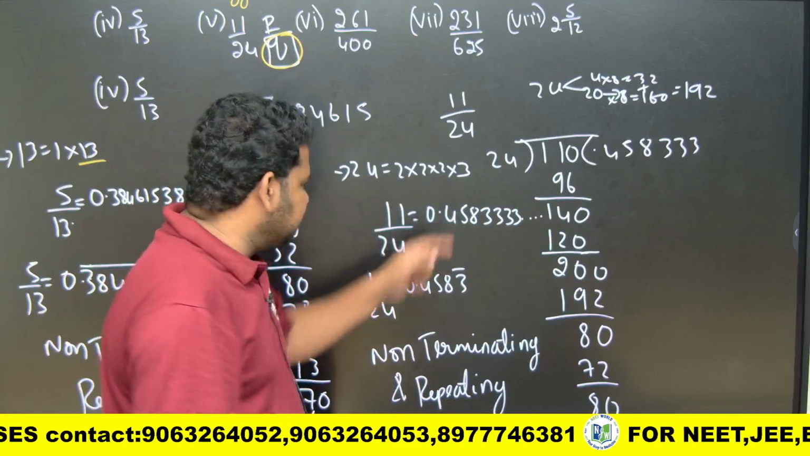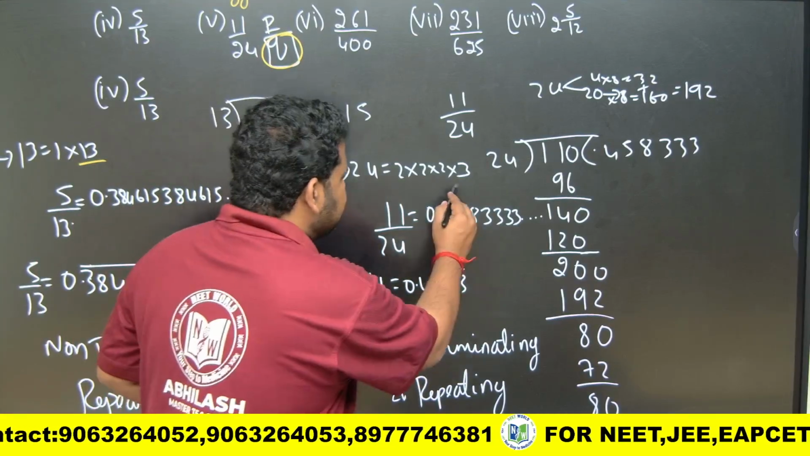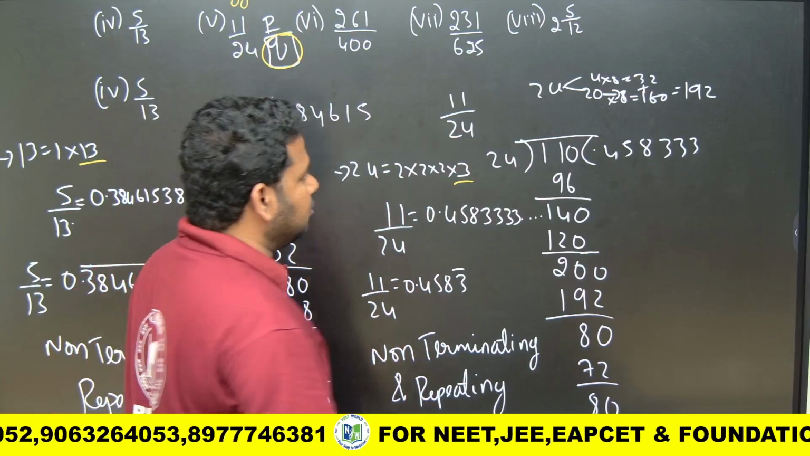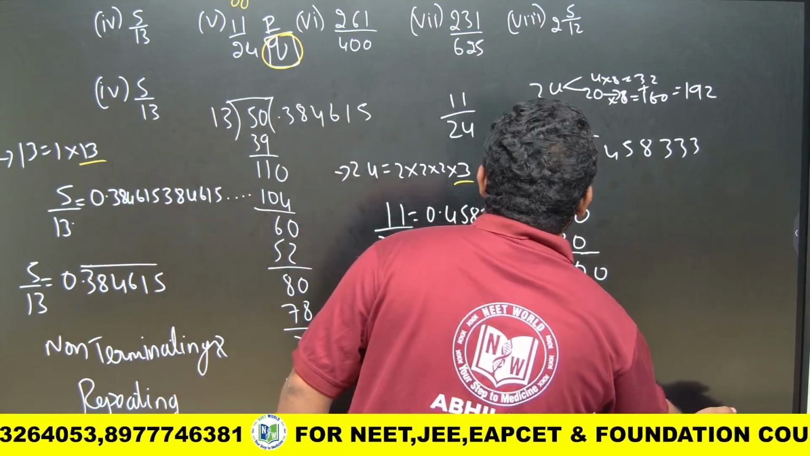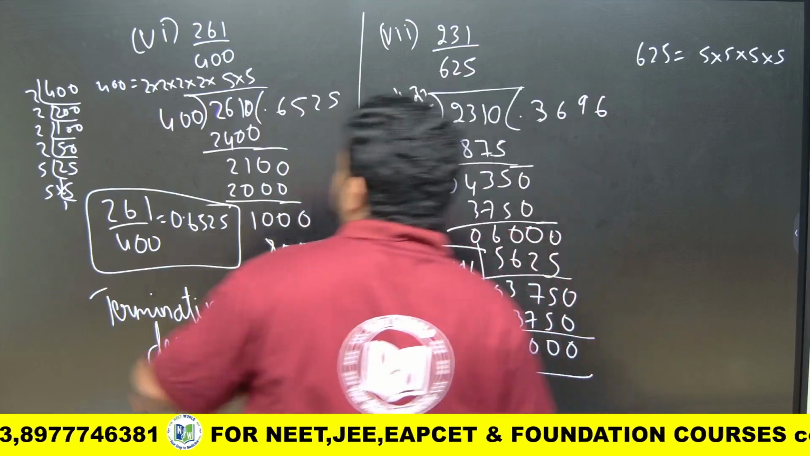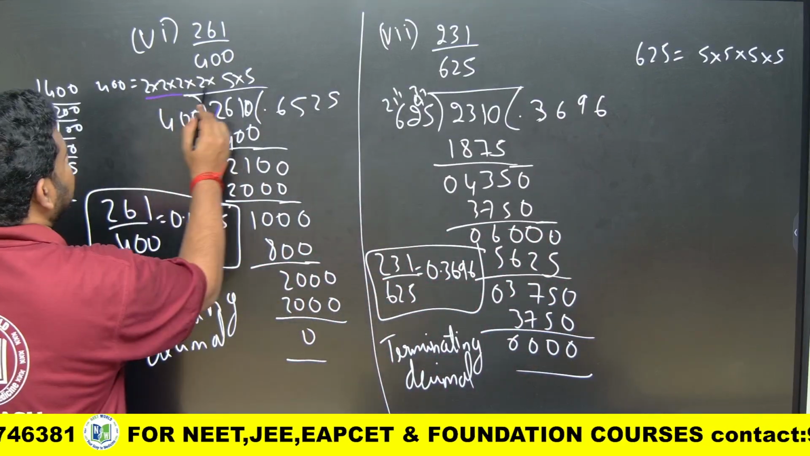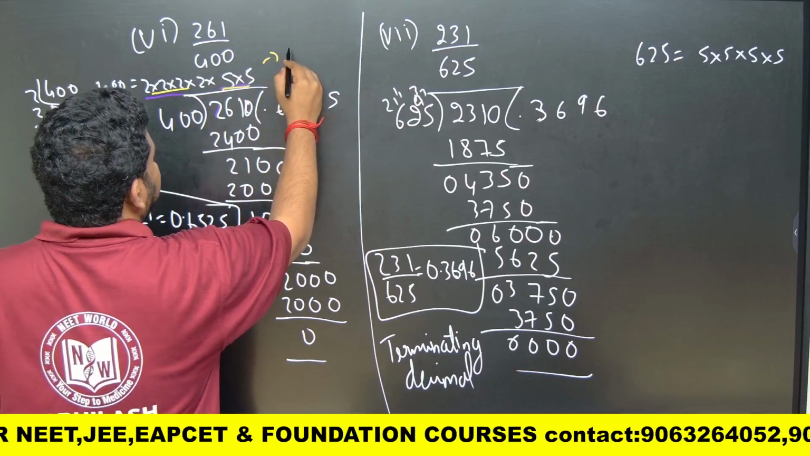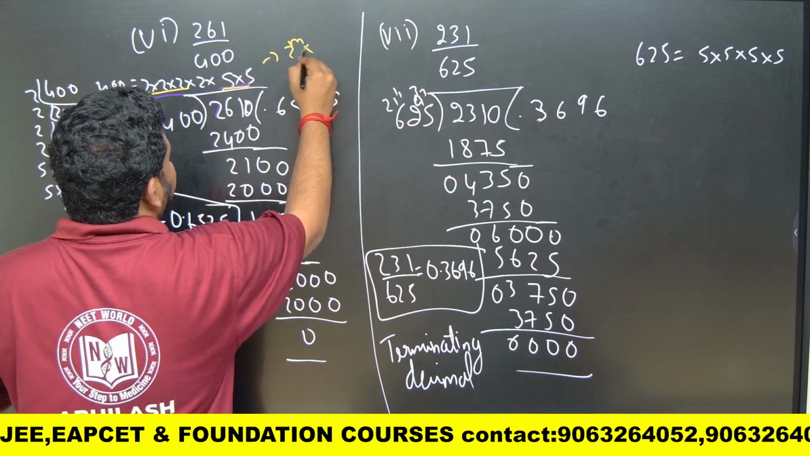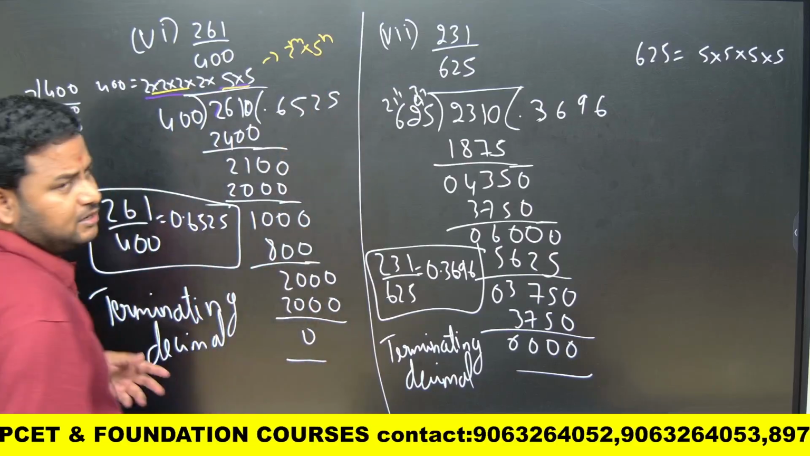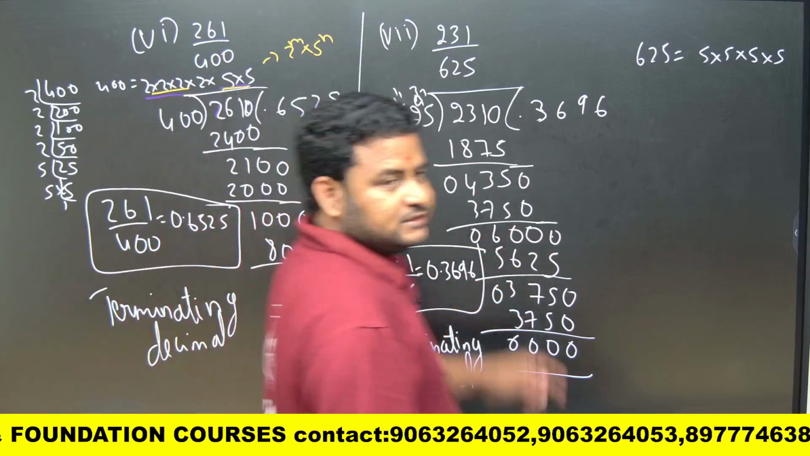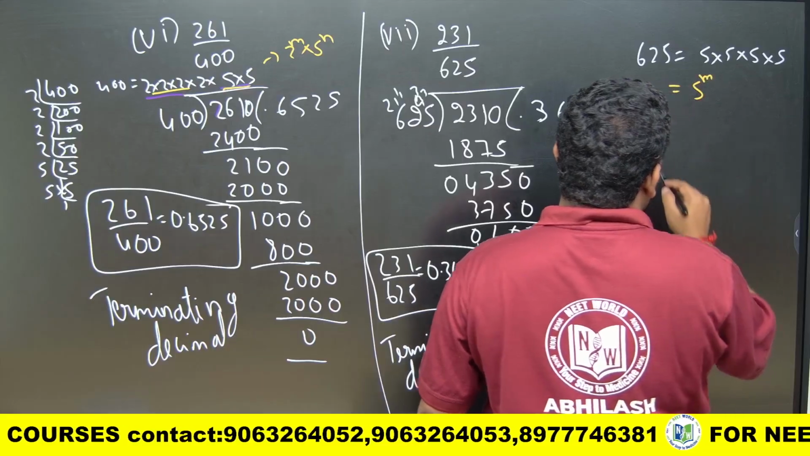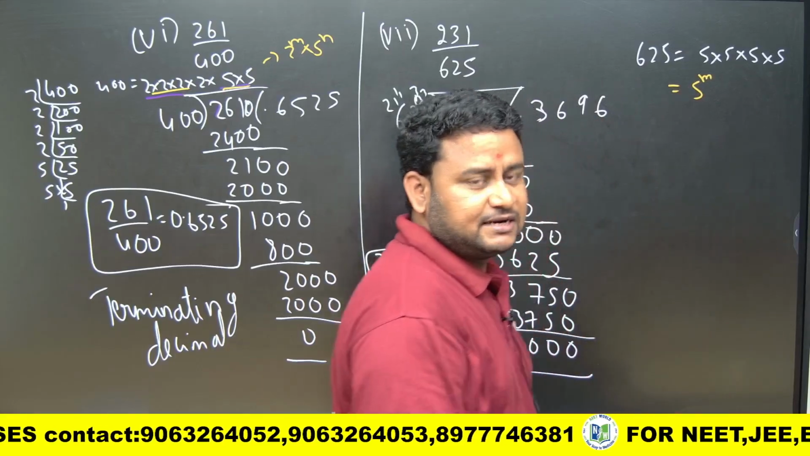Here also you can say that 2 is there, but please listen, it is having 3 also. So this is non-terminating because there is 3 also. But what about this other question? Here we are having 2 and we are having 5. So 400 can be written as factors of 2 to the power of m and 5 to the power of n, where m and n may be the same or different. What about 625? 625 can be written as 5 to the power of m. So this is a terminating decimal.